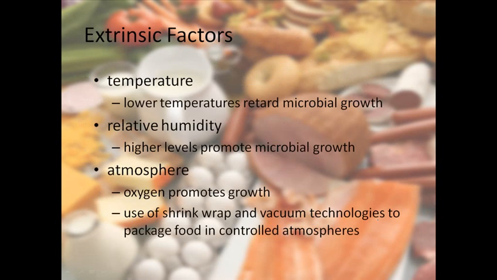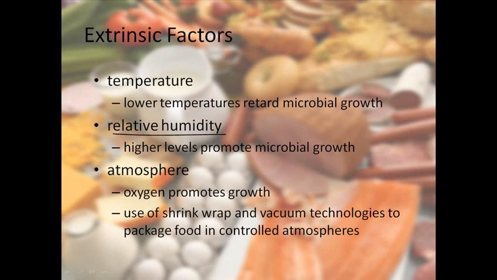Okay, now let's talk about the extrinsic factors. In the extrinsic factors, we have temperature. If we lower the temperature, it retards microbial growth. Relative humidity is another important point. Higher relative humidity means higher water content in the air, which helps the bacteria grow. And also the atmospheric condition: oxygen promotes growth, as we have said. If the oxygen content goes low, some other bacteria come on, but there are far fewer anaerobic bacteria than aerobic bacteria in a normal environment, because the normal environment is full of air.